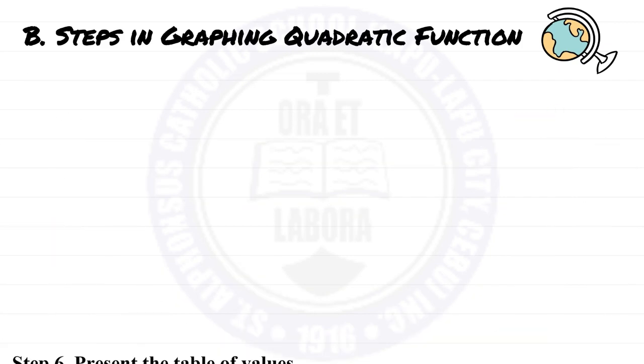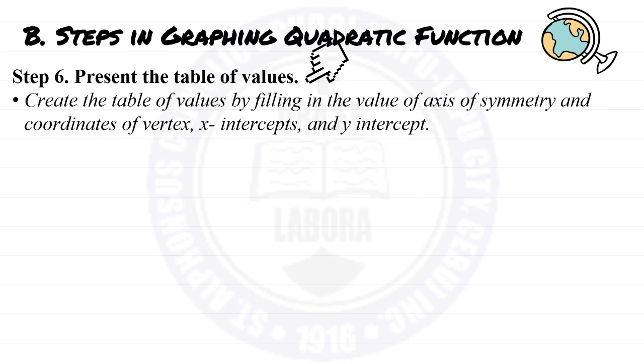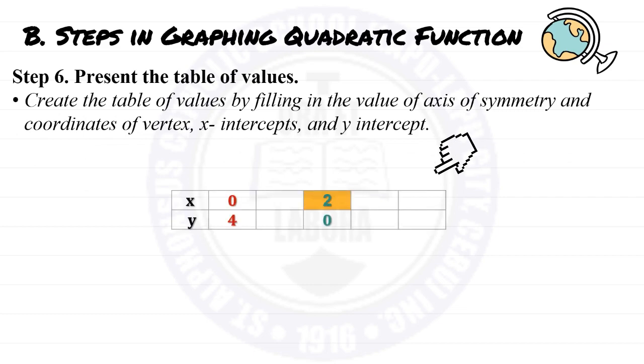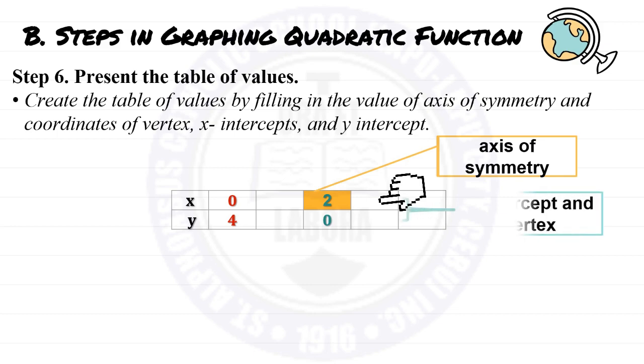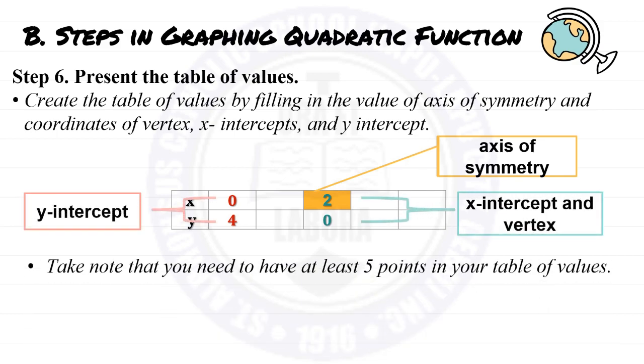Step 6. Present the table of values. Create the table of values by filling in the axis of symmetry and the coordinates of the vertex, x-intercepts, and y-intercept. As you can see on the table, you will put in the center of the table of values the axis of symmetry, and the x-intercept and the vertex, then the y-intercept. Take note that you need to have at least 5 points in your table of values.